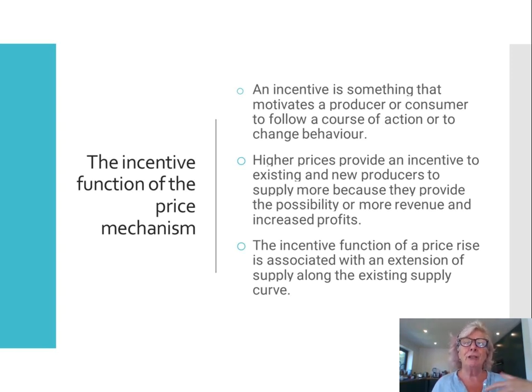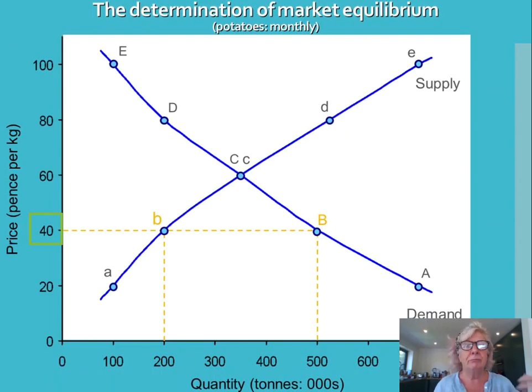So let's have a look at the opposite situation, where perhaps for some reason the price is lower. Perhaps the government says that the maximum price farmers can charge for potatoes is now 40 pence per kilo. What happens then? Well, again, the first thing we notice is that supply and demand are no longer equal. But now that the price has fallen, farmers no longer have that incentive to supply more. So they've reduced their supply because many of those farmers cannot make a profit at that price. So supply has reduced from 350,000 tonnes to 200,000 tonnes.